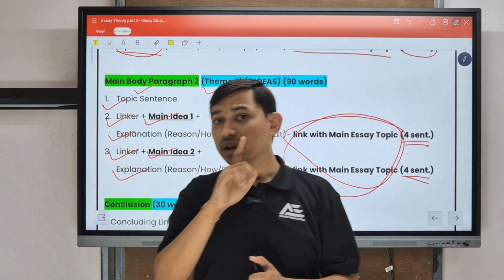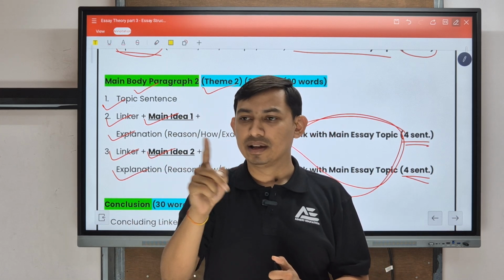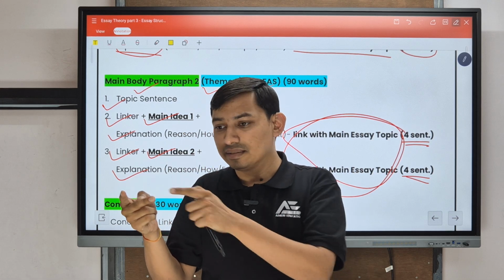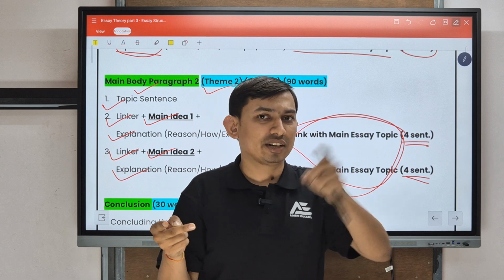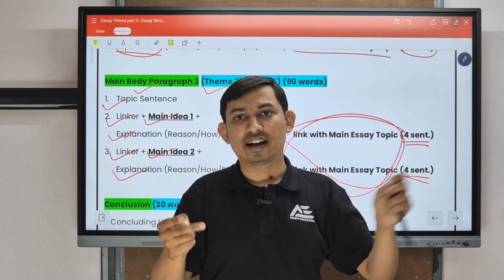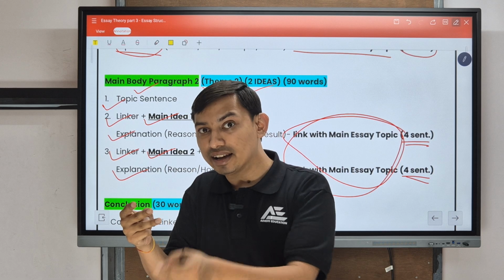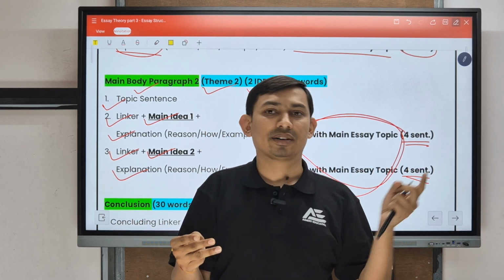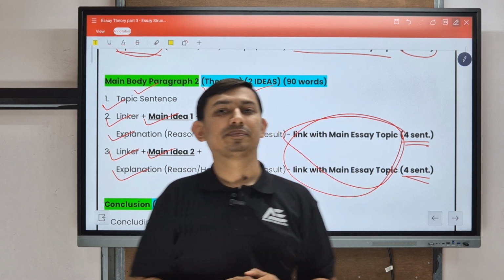Once again, in the body paragraph there will be a topic sentence which represents the theme. Linker means to showcase the sequencing. Idea means the main idea will be there, and explanation is to justify your idea. Then another linker to showcase the sequence of another idea. Then another main idea will be there, and there will be an explanation for that also. Clear? So this will be your body paragraph.